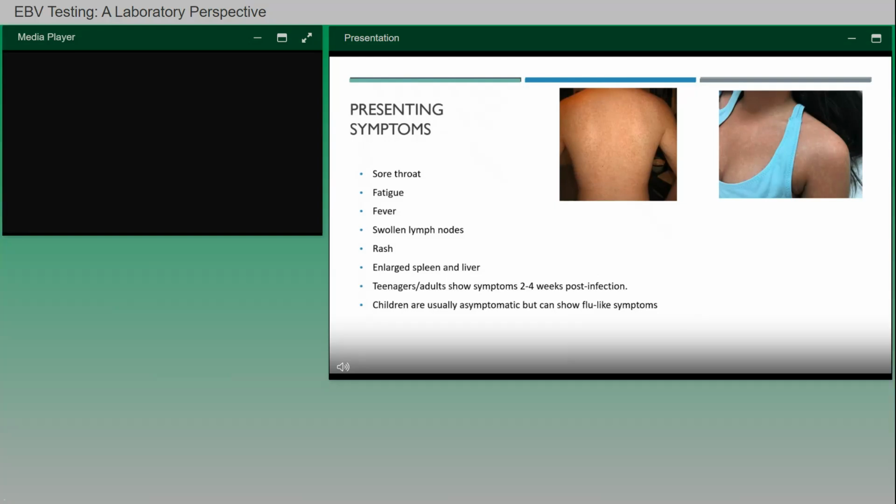Teenagers and adults tend to show symptoms about 2 to 4 weeks after infection. And as I said before, children are usually asymptomatic, but if they do show symptoms, it's usually a mild flu-like presentation. Interestingly, there's no treatment for EBV infection. Unlike other herpes viruses, acyclovir has no demonstrable benefit in an uncomplicated infectious mono case. So they don't give folks acyclovir.